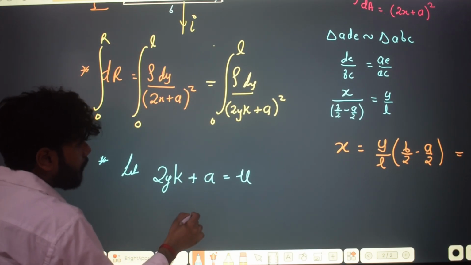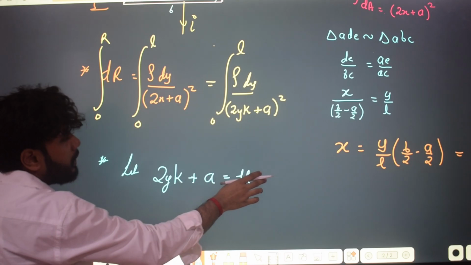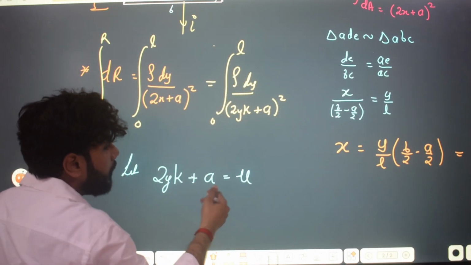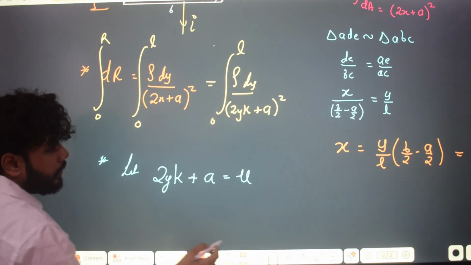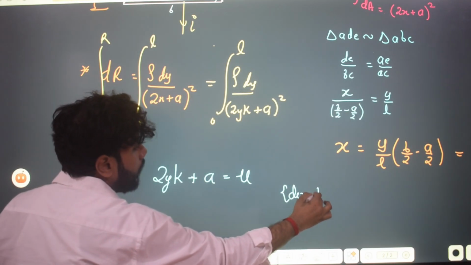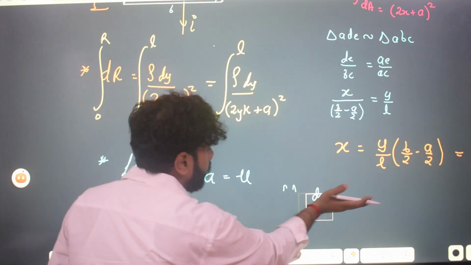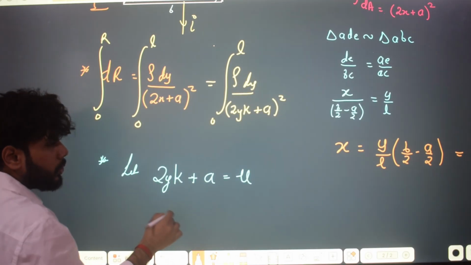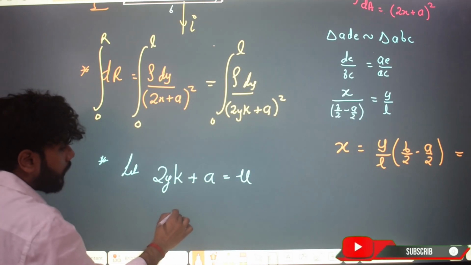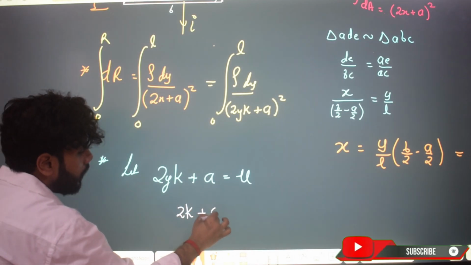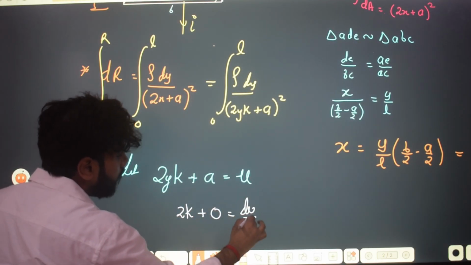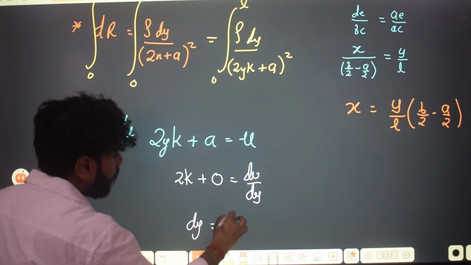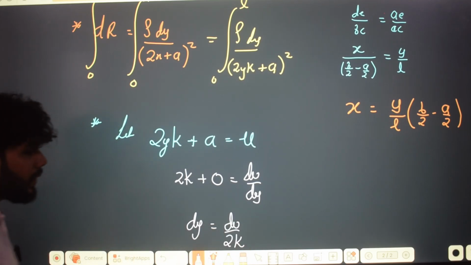So now because we are going to substitute y in terms of u, we are going to have a new variable. Earlier we integrated in terms of y, but now we will integrate in terms of u. So we need the relation between du and dy. You might think there is a lot of math, but there is no physics without math, so you have to do that much math. If we differentiate both sides with respect to y, we get 2k plus 0 equals du by dy, so dy can be written as du by 2k. Got it?